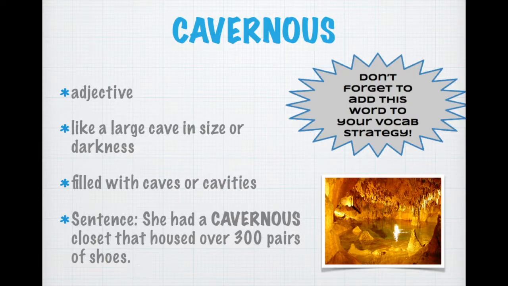So she had a cavernous closet that housed over 300 pairs of shoes. It would be large in size, like a cave. Your sentence in your book reads, the cavernous sports stadium could hold 1,000 spectators. It also says that the cavernous hills contained many Stone Age burial sites. And I think that picture is a perfect example of something that's cavernous. It's filled with lots of cavities or little inlets.